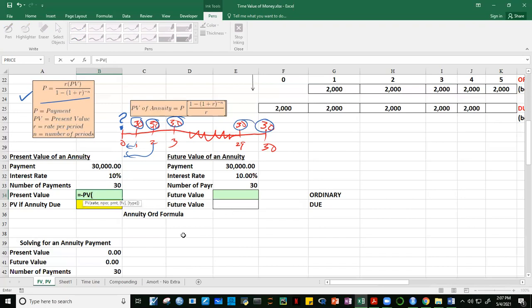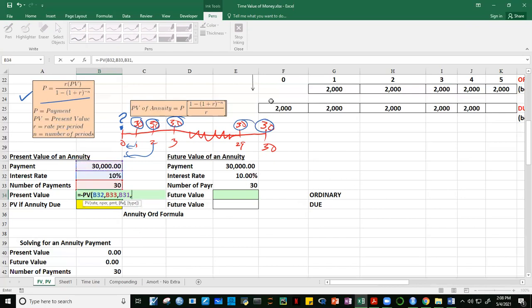Okay, so let's compute. So this is equal to, lalagyan ko ng negative para hindi siya mag-negative, no? Negative PV. Ano yung rate? O, ito, iba na yung rate natin. 10%. N per, ilan? 30 yung number of payments. Comma. Ano yung PMT natin, guys? What's our PMT? 30,000. Thank you. 30,000. Comma. May future value ba?